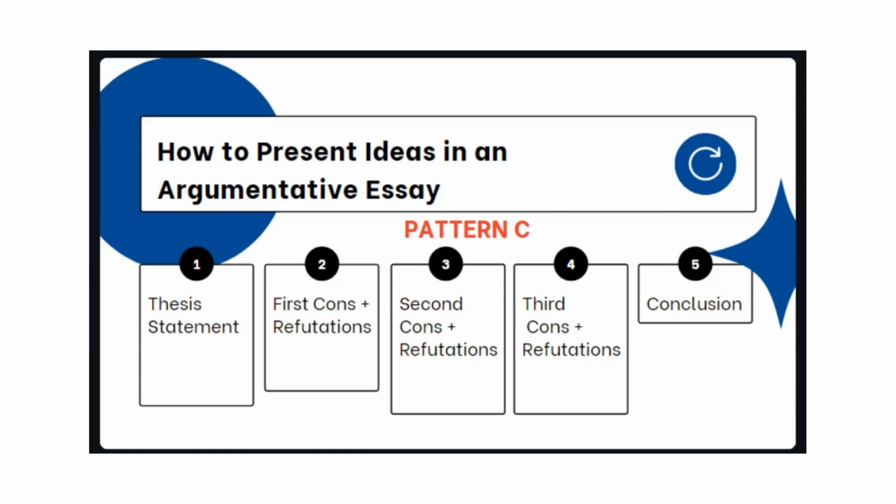So, not a single pro or supporting idea is given in this pattern. So, this means that the conclusion needs to focus on justifying the refutations, the first, second, third cons or refutations, to fully support the claim. So that is pattern C.